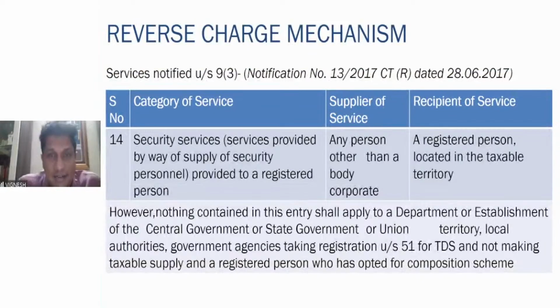The latest addition to section 9(3) is security services. Security services basically means providing security manpower. But the supplier should be any person other than a body corporate. That means if the supplier of security services is a body corporate, then this clause will not apply. He should be any person other than a body corporate, so he should not be a company. Even an LLP can be. If he is any person other than a body corporate and the recipient is a registered person located in the taxable territory, in that situation the recipient has to pay the tax on a reverse charge basis.